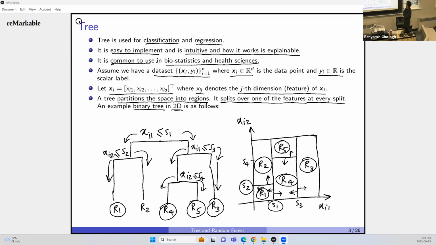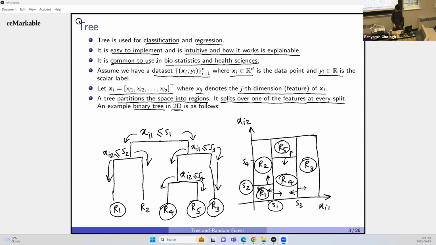So we have a data set. We said that the data set is d-dimensional, every data point is a d-dimensional vector, and the label is a scalar. If it is a classification problem, the label will be discrete, but if it is a regression problem, the label would be continuous. Let x_ij denote the jth dimension or feature of x_i. Then what does a tree do? A tree partitions the space into regions. It splits over one of the features at every split. So at every split, we take one of the features and we split over it.